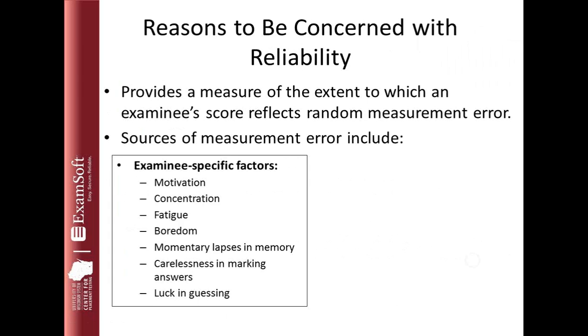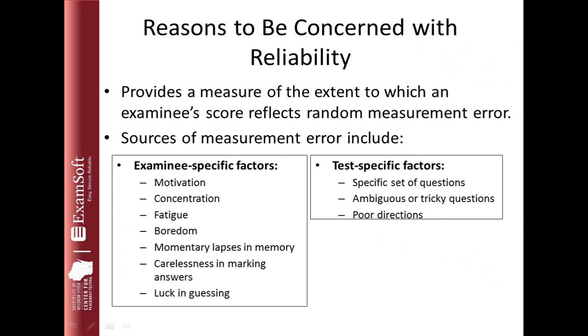And some sources of measurement error may include some examinee-specific factors. Maybe our students aren't very motivated or they're not concentrating while they're taking the test. Maybe we have a really long test and they're getting fatigued. They could be careless when they're marking their answers. They could be guessing and getting the item correct.